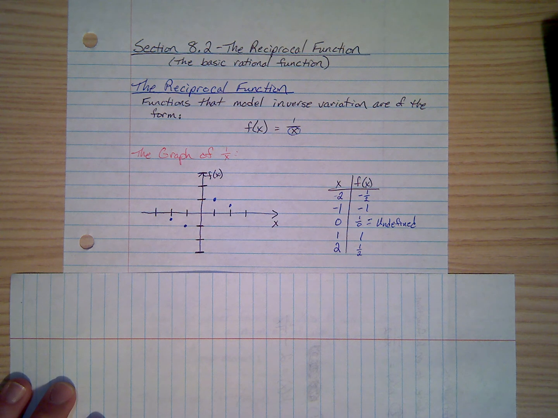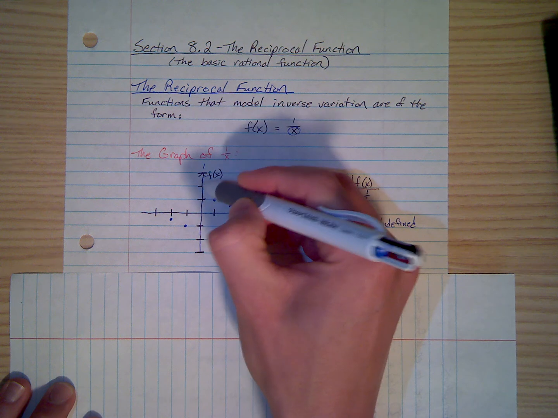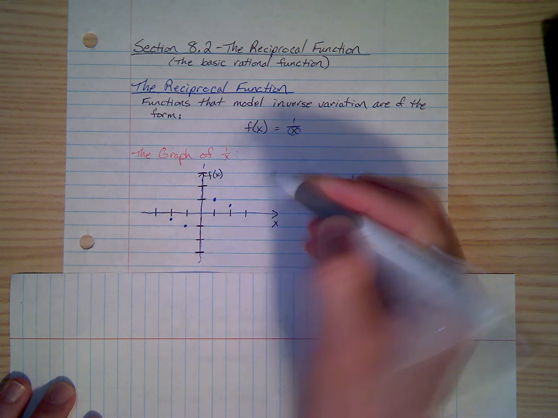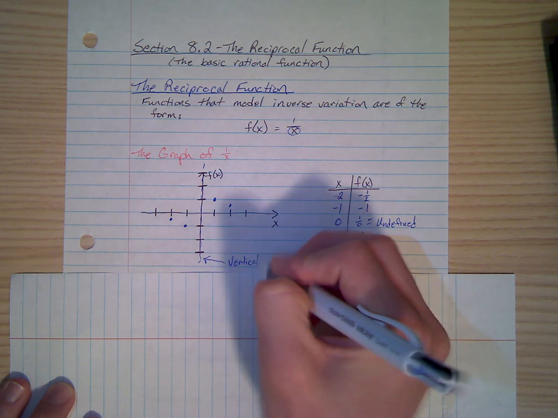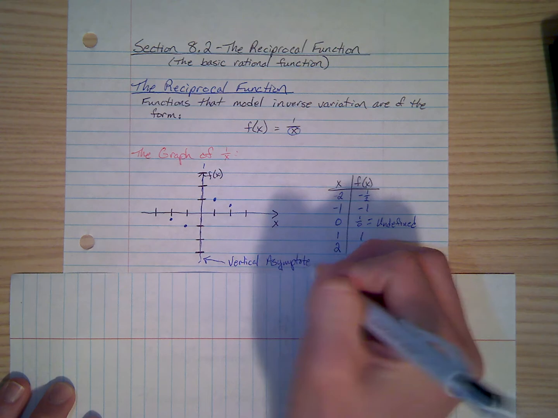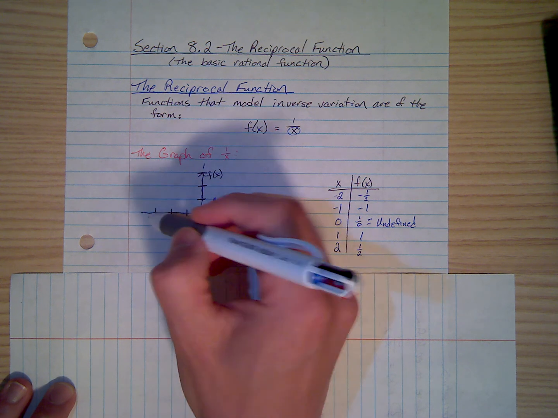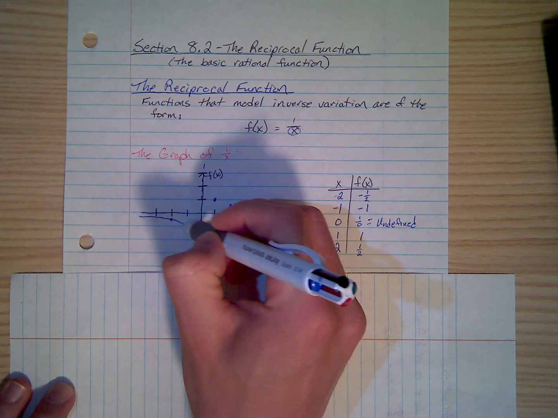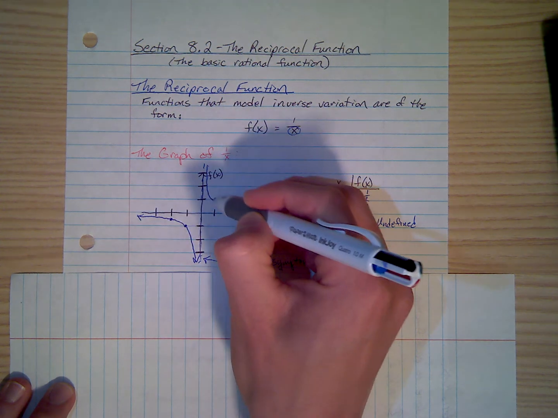Well, if we fill this in a little bit further, what actually happens with the undefined point is that it creates what is called a vertical asymptote. We actually are going to get infinitely close to that line, but we're never going to cross it. And the rest of this function, I'll just kind of spoil it for you. It is going to look like this.